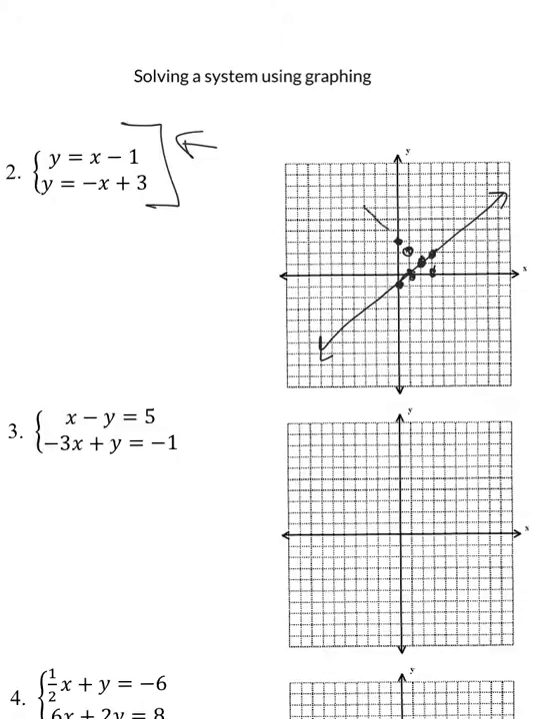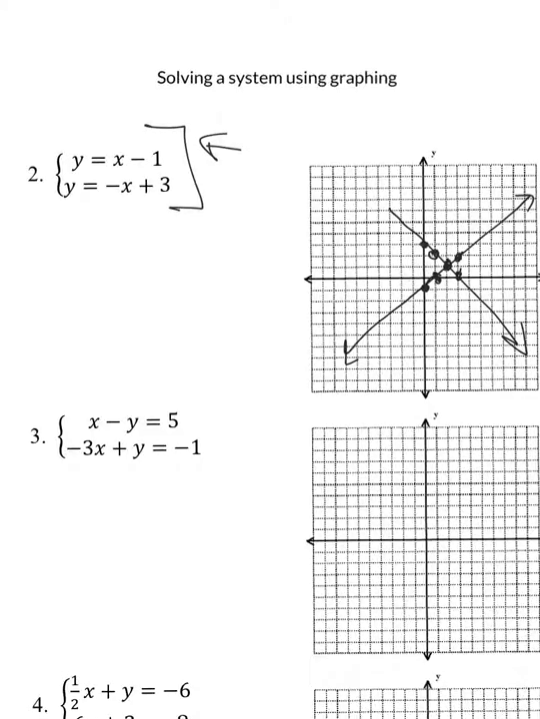So you graph the line, and the intersection of the lines is right here, right there at that point. So that point is (2, 1). So (2, 1) is the solution to that system.